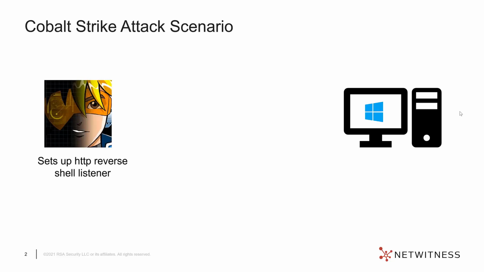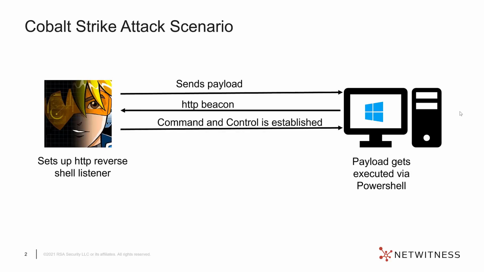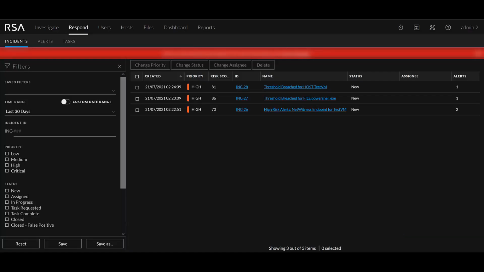The HTTP reverse shell listener is set up on the server. The payload is sent to the test machine. The payload gets executed via PowerShell. The HTTP beacon gets activated and connects back to the server. Now a command and control channel is established between the client and server. Now moving on to RSA NetWitness, we'll try to track these events that I explained earlier and see if RSA NetWitness is able to detect them.